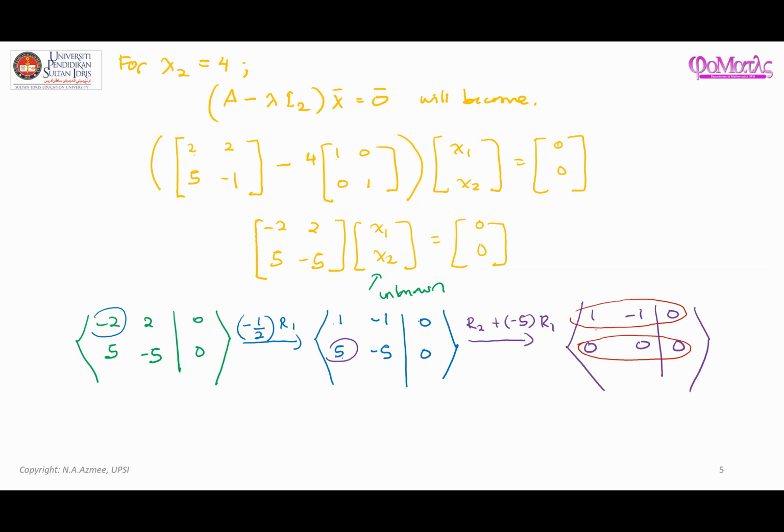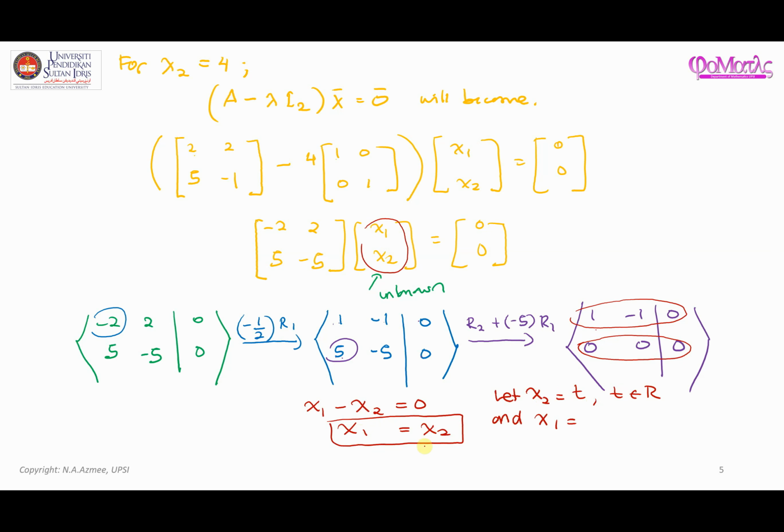And here it means we have x1 minus x2 is equal to 0, therefore x1 must be equal to x2. Again, notice that we only have one equation, but we have two unknowns to solve. Therefore, one of the variables is going to be a free variable, and we're going to just let x2 take any value t. t could be any real number, and because of that, x1 is just equal to x2, which is just equal to t.